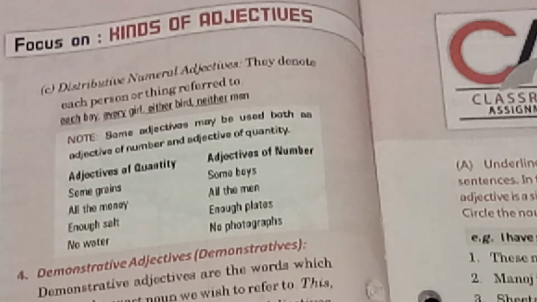Then we say enough salt, salt cannot be counted, it is uncountable, so enough is adjective of quantity, and if I say enough plates, plates can be counted, so enough is adjective of number. If I say no water, water is uncountable, so here no is adjective of quantity, and if I say no photographs, photographs are countable, so here no is adjective of number. So sometimes we have to decide on the spot by seeing the noun whether this is an adjective of quantity or an adjective of number, right?